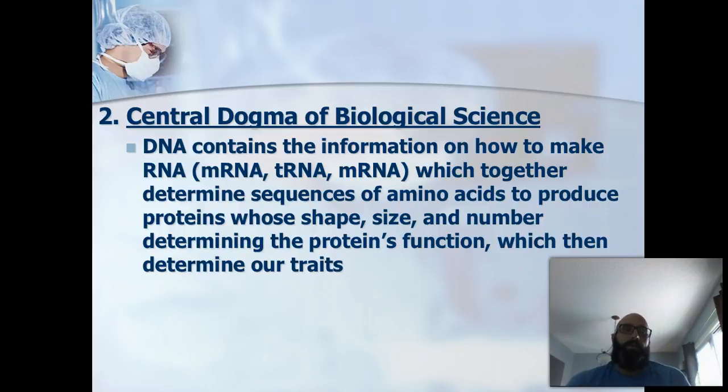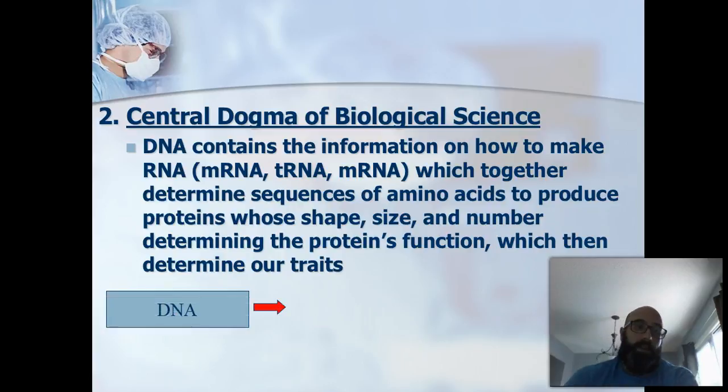So, with the use of DNA, RNA puts together amino acids, which create proteins, and those proteins in turn, solely based on their shape and size, determine the protein's specific function. Proteins then, in fact, determine the traits of human beings.